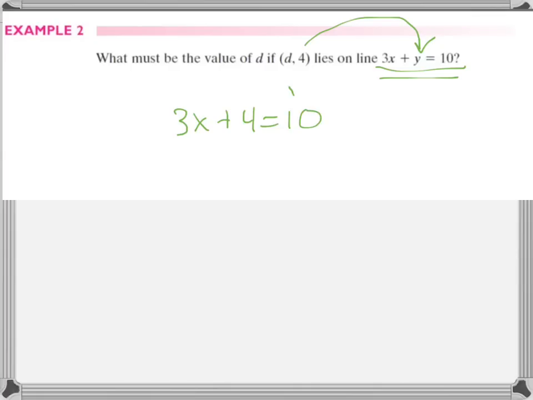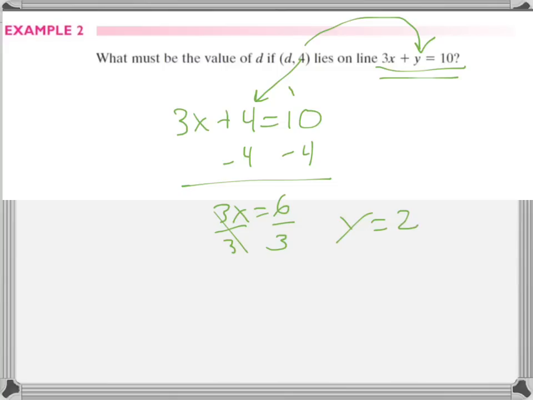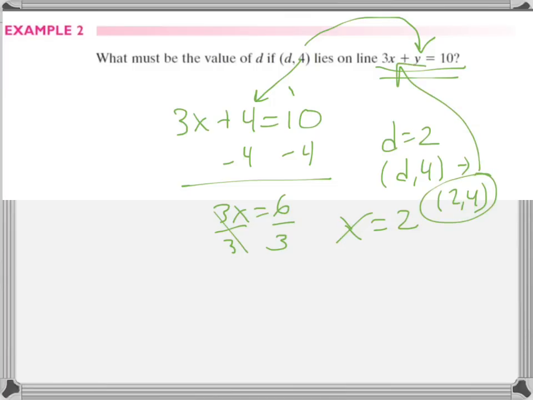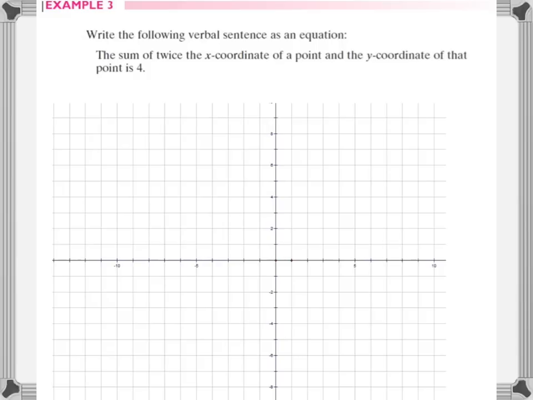Okay, so I just substituted 4 in for y into the linear equation in standard form, and now let me solve this for x. So 3x must be 6, so that must make x equal to 2. So D would have to be equal to 2 so that the point D, 4 would become 2, 4. And then this point is a solution to that equation, so it lies on the line of that equation.